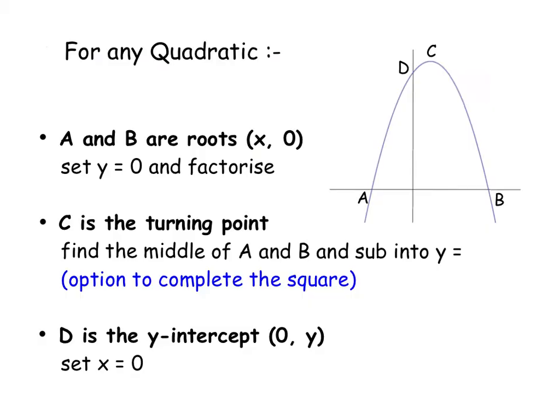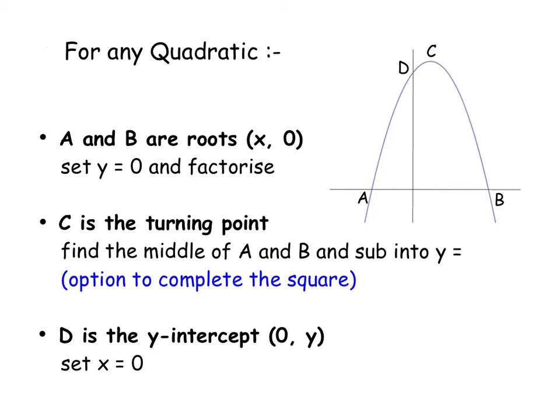So for any quadratic, I have labelled all these important points that they ask you about: A, B, C, D. Now they don't always ask them all unless they're asking you to sketch it. But they quite often ask for where it cuts the x-axis, where it cuts the y-axis, and the wording might always be different. They won't always clearly say the y-intercept. And sometimes for the turning point, which I've labelled as C, it doesn't actually ask you for the turning point, it might ask you for the maximum value.